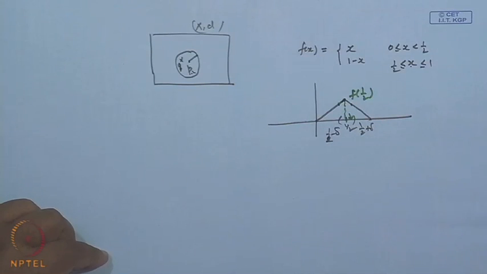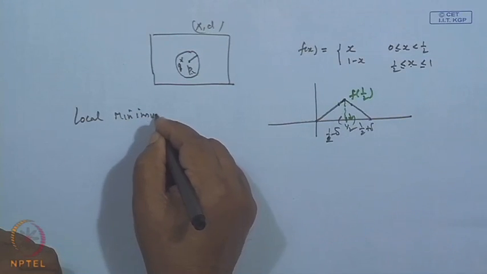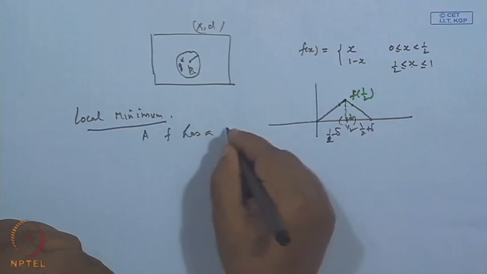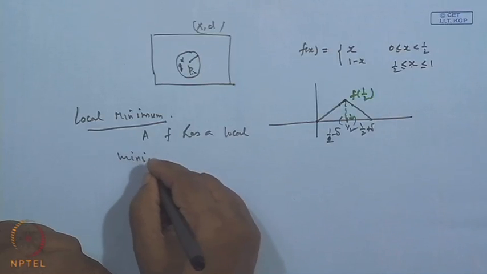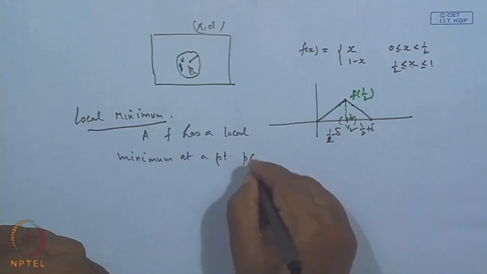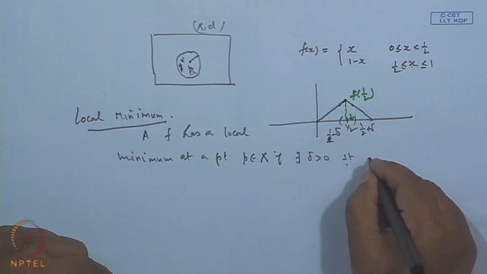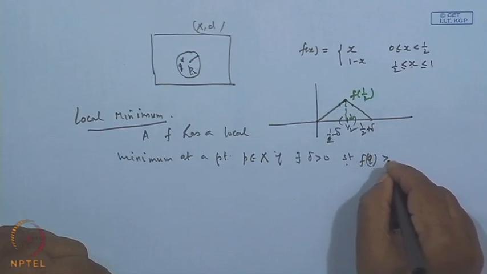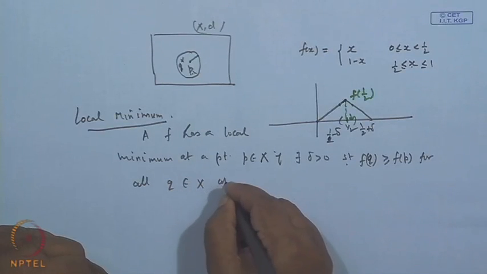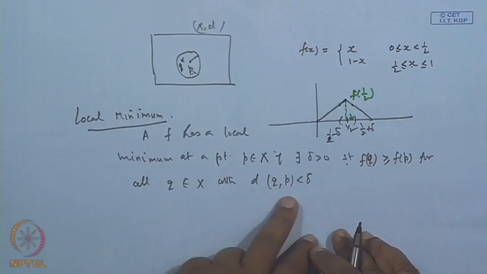The same definition continues for a local minima. We say a function f has a local minima at a point, say p belongs to X, if there exists a delta greater than 0 such that f of q is greater than or equal to f of p for all q belongs to X with the condition that the distance between q and p is less than delta. So, this is the local minima for this point.